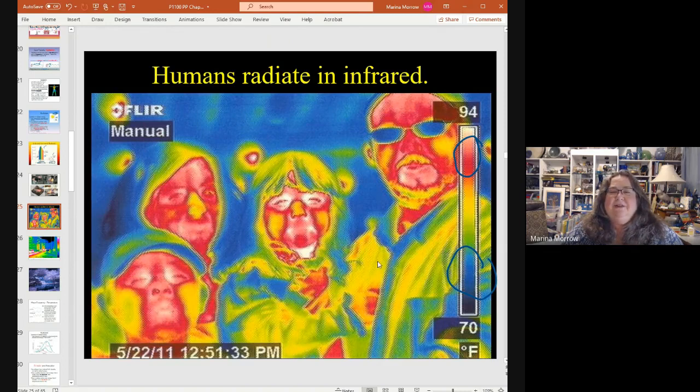But you can see the clothing blocks the radiation. That's why we wear clothing, to keep our heat close to our body. Hair also is keeping heat onto our body, right? So somebody's got a hoodie there, somebody has a hat. This guy's a little bit balder, okay? So you see a lot more of radiation there.